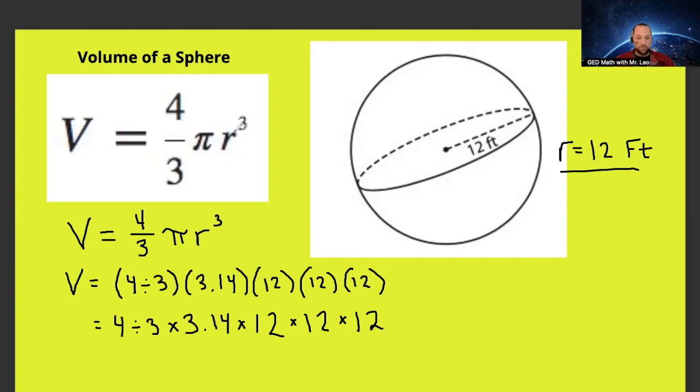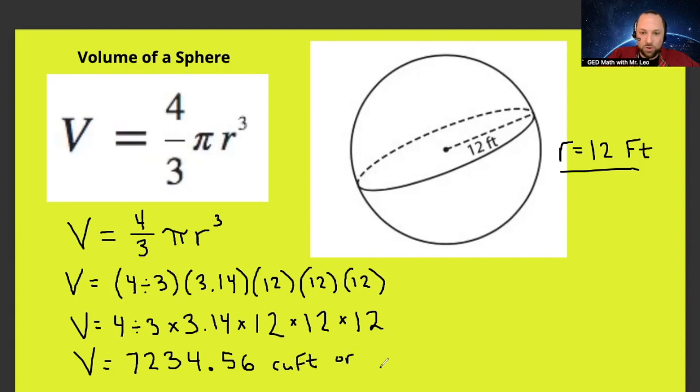4 divided by 3 times 3.14 times 12 times 12 times 12. And my final answer here, V equals 7,234.56. Hey, at least that decimal is not too crazy. All right. What are the units? Cubic feet. Right. I'm going to write CUFT for cubic feet or feet with the third power. Either way, that means the same thing.